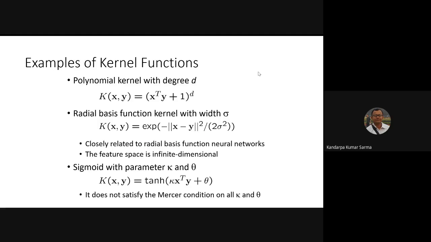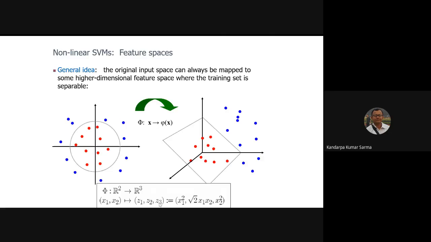Some of the kernel functions are like this. This is a polynomial kernel, k of x, y equal to (x transpose y plus 1) raised to the power d, the degree d. Then you can use the radial basis function, which is very popular. You can also use the sigmoidal kernel. So these are some of the popular kernel functions.